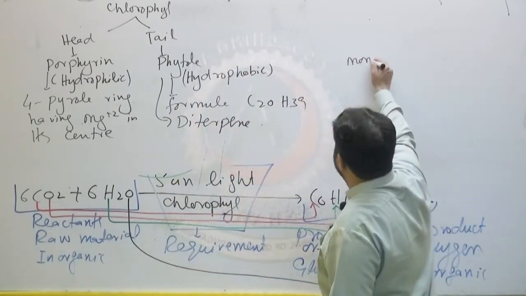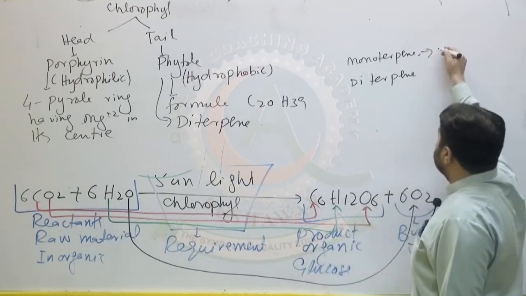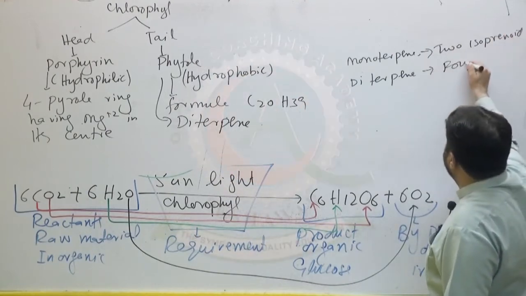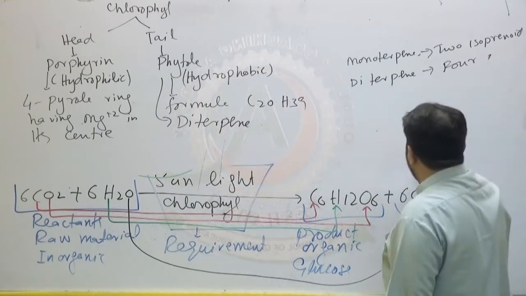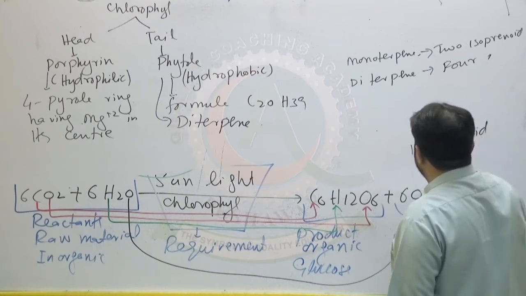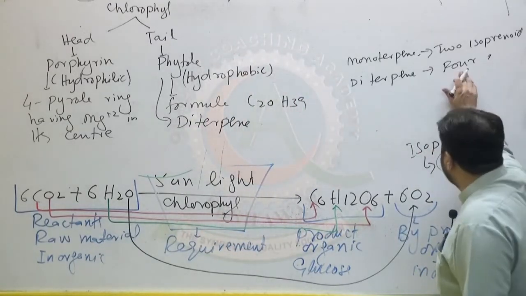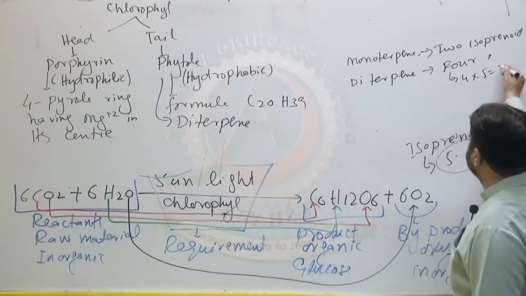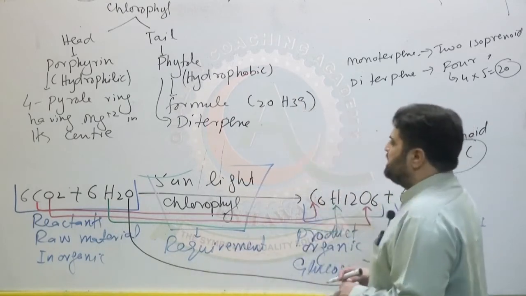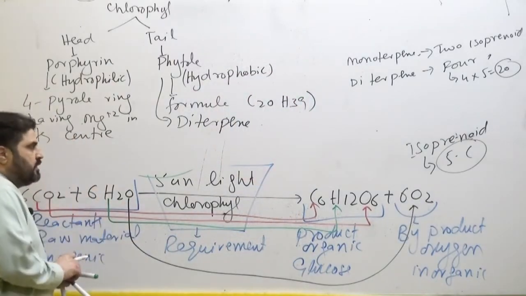Why? Actually, one is called a monoterpene and another is called a diterpene. A monoterpene is made up of two isoprene units, while a diterpene is made up of 4 isoprene units. A single isoprene unit consists of 5 carbon atoms, so with 4 isoprene units, 4 multiplied by 5 is equal to 20. That's why they have 20 carbons along with 39 hydrogen atoms. So that's a diterpene.